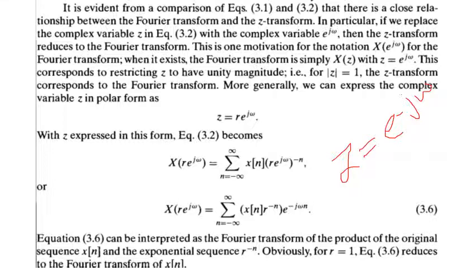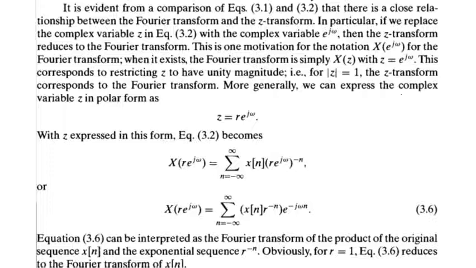If you look at equations 3.1 and 3.2 and compare them, the Z transform and Fourier transform are equal when the value of R is 1. R equal to 1 means that the magnitude of Z is equal to 1. So both are equal when R is equal to 1, which we can prove here.